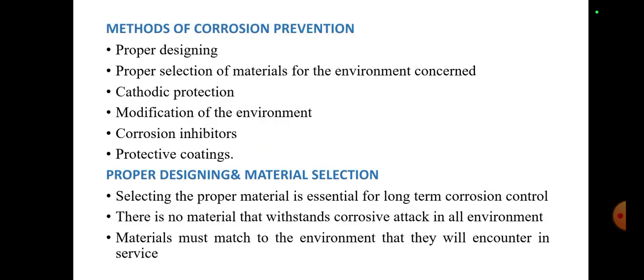Methods of corrosion prevention. Proper designing. By means of proper designing, you can prevent the corrosion. Then proper selection of materials for the environment concerned, cathodic protection, modification of the environment, corrosion inhibitors, protective coatings. By these methods, we can prevent the corrosion.